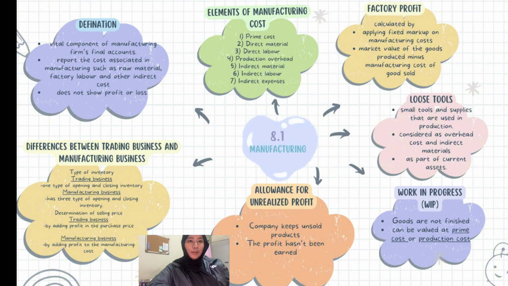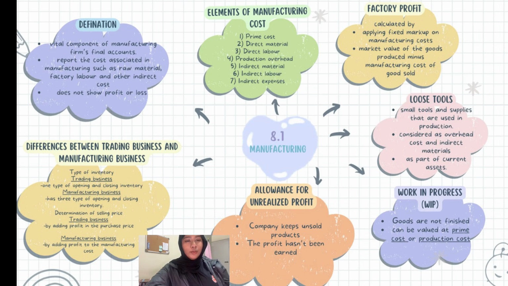So now I will be talking about the differences between trading business and manufacturing business. For trading business, there is only one type of opening and closing inventory, which is finished goods. For the manufacturing business, there are three types of opening and closing inventory, which are raw material, work in progress, and finished products. For the second one, I will be talking about the determination of the selling price. For trading business, it is determined by adding the profit to the purchase price. But for the manufacturing business, we need to add the profit to the manufacturing cost.